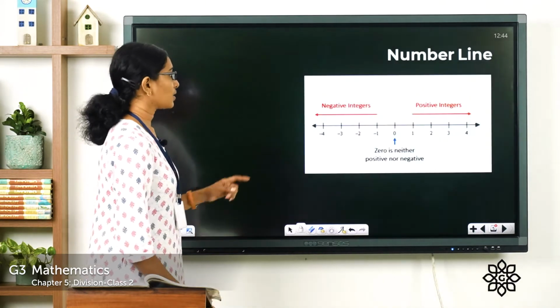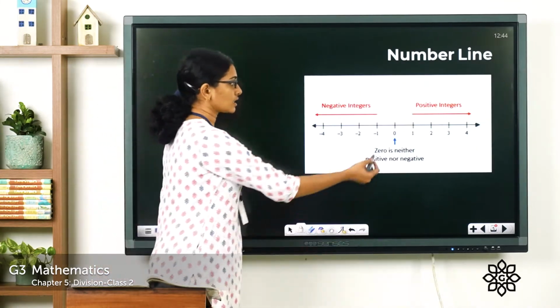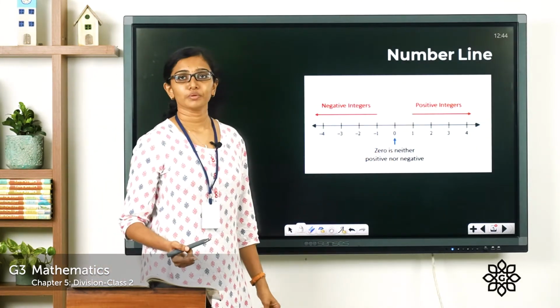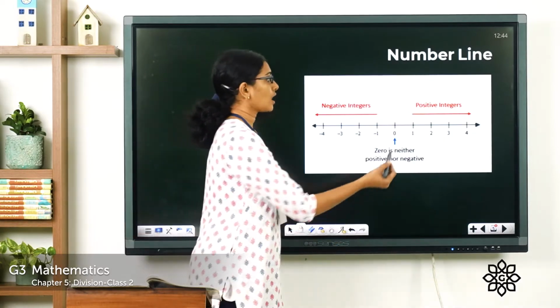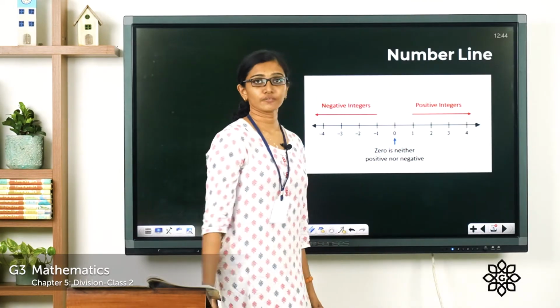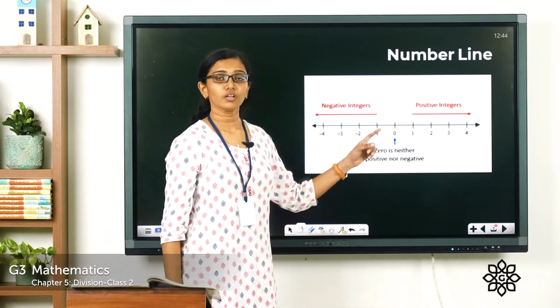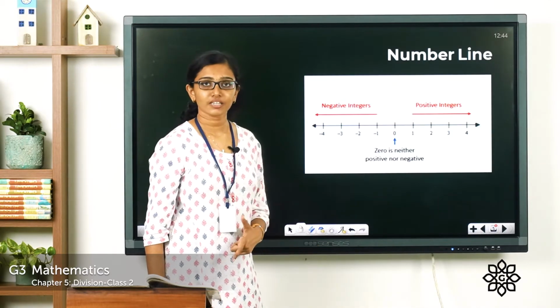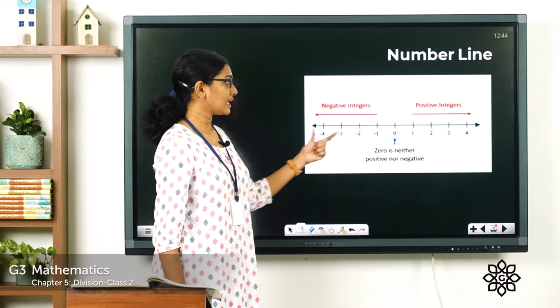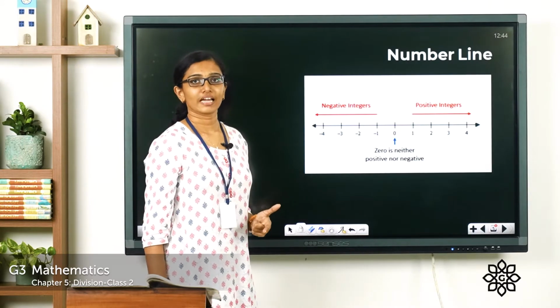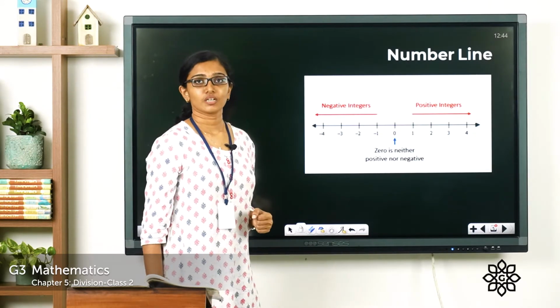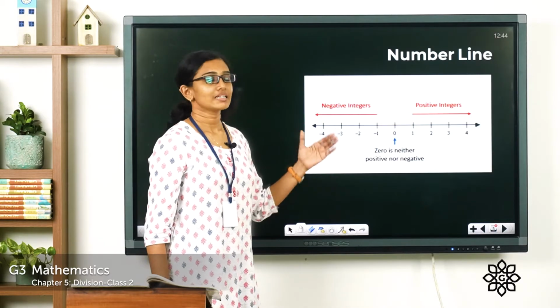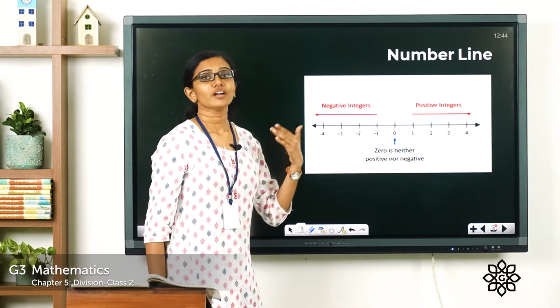See, here you have a number line. You see the 0 here? All the numbers which are greater than 0 are marked towards the right of 0, and they are called positive integers, and all the numbers less than 0 are marked towards the left of 0 on the number line. They are called negative integers. You learn more about negative integers in your higher classes.